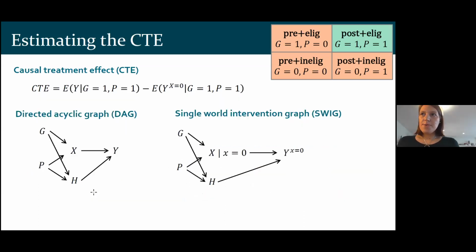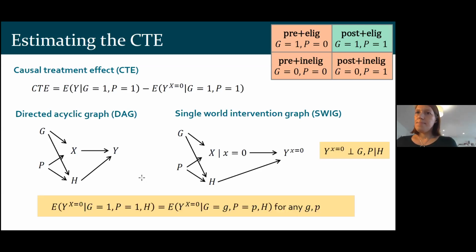So let's move on to this slightly more complicated situation where we do have these routes from G and P to the outcome Y, but they go through these measured variables H. And again, we can translate our DAG into this single world intervention graph and read off some conditional independence assumptions or conditions that are valid according to this DAG.